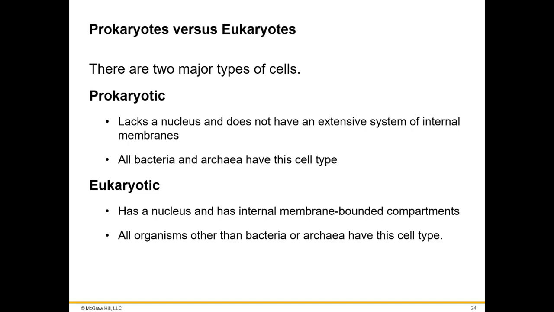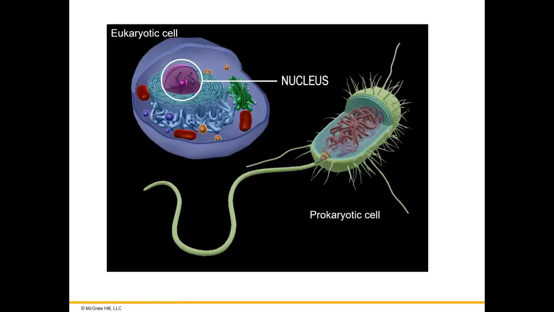And they will also have internal membrane-bound compartments. So any organelle within a eukaryotic cell, whether it be the nucleus or the Golgi bodies or the endoplasmic reticulum, the mitochondria, all the different organelles inside a eukaryotic cell all have their own internal membranes around them. And so that's another defining feature that separates eukaryotic cells from prokaryotic cells. And all organisms other than bacteria or archaea are going to have this cell type.